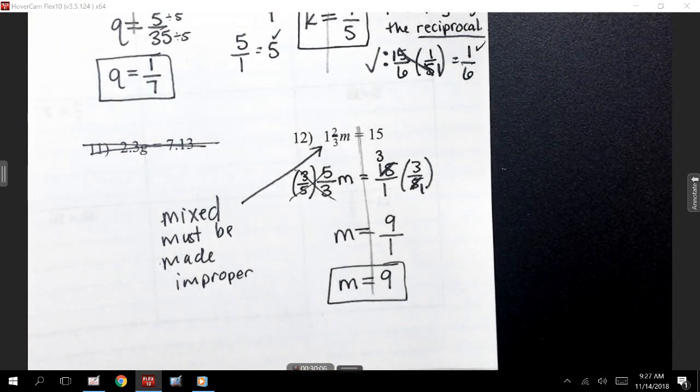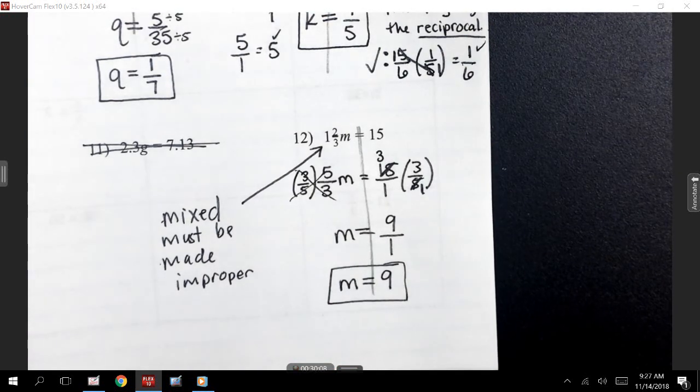Guys, homework is on the back. The homework problems are a lot easier. It has a spot for you to solve and for you to check.